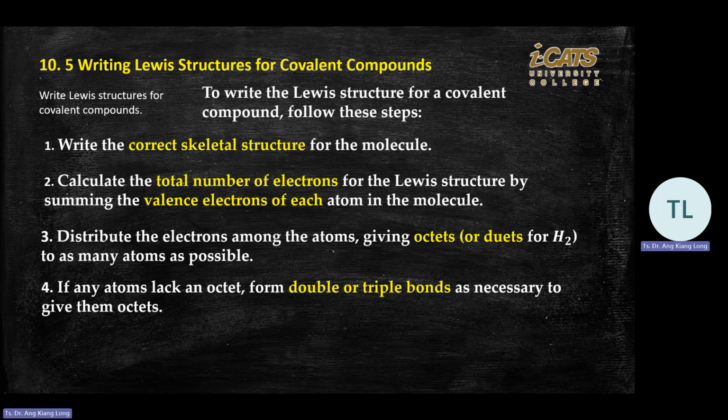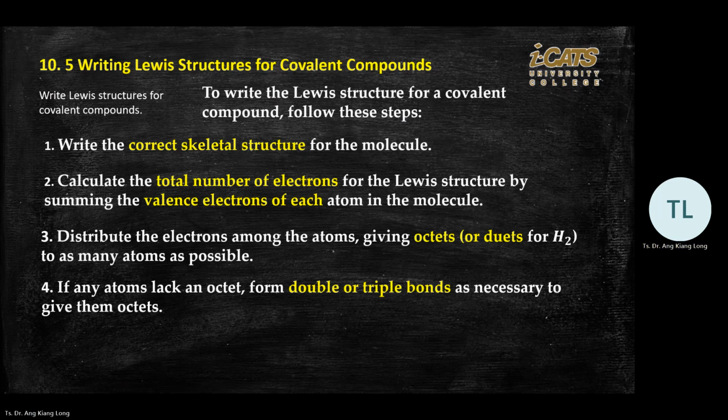That means you try to put in the dots and try to see in the middle the bonding electrons, the bonding pairs. You put in bonding pairs so that you reach octet. Okay. So if any atom lacks electrons, form double or triple bonds if necessary. That means at step number 3, you establish single bonds first. You distribute single bonds first. You establish the bonding pairs first. If not, then you go to step number 4. You increase the bonding from single bond to double bond or triple bond.